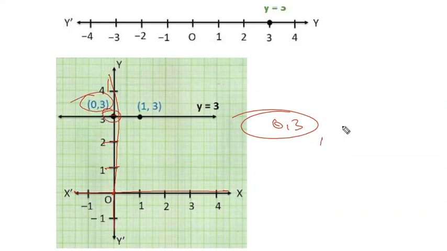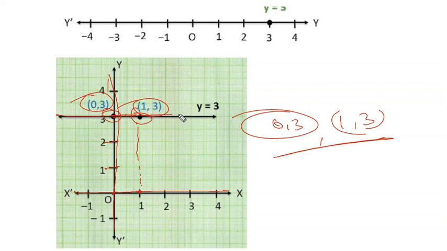Another point was (1, 3), remember. So x is 1 here, y is 3 here, so it will intersect at this point. So this is your (1, 3). You can take several other points also. Now you have got 2 points. Now you just put your scale and join them. Now you got a straight line.